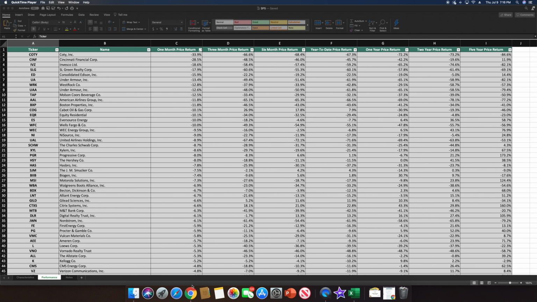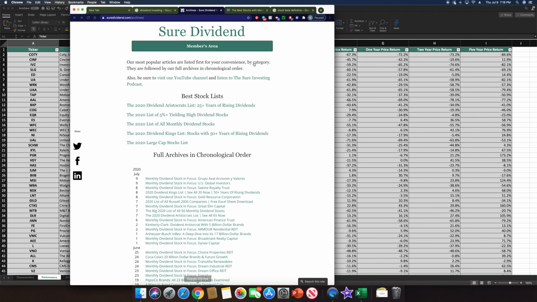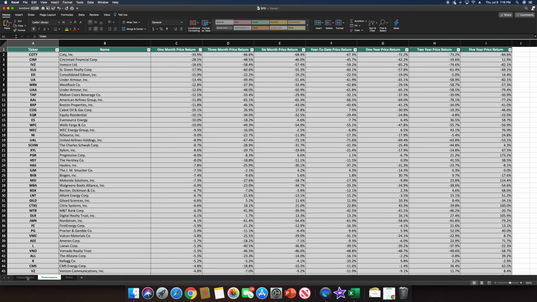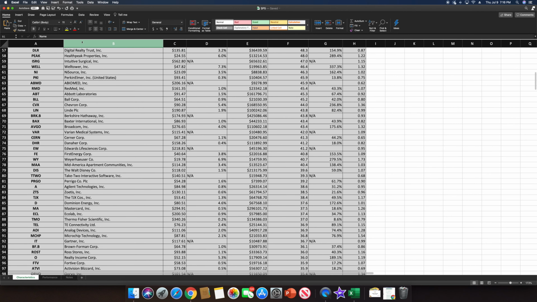I'll give credit where credit is due. This comes from a website called suredividend.com. When I was looking for some dividend-paying stocks, I found this website on the internet, and in exchange for giving them my email address, they sent me the spreadsheet that is before you. Let's talk a little bit about this.